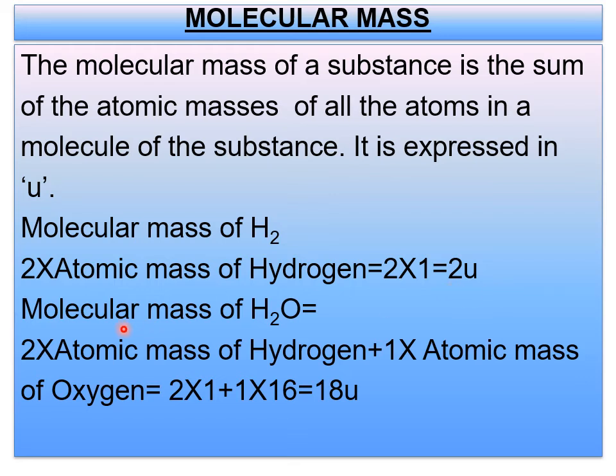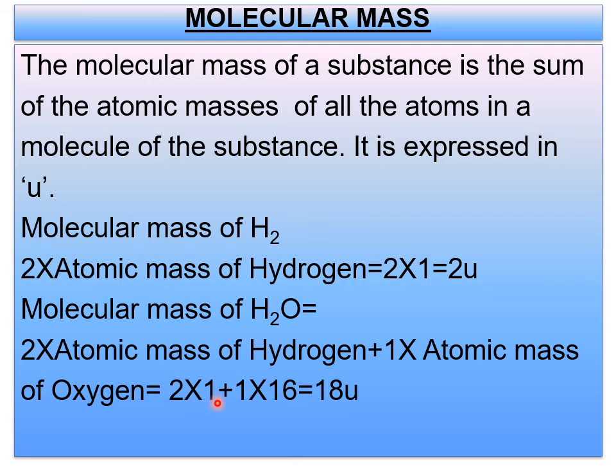So when you're going for the molecular mass of H2O, nothing but water. So two atoms of hydrogen and 1 atom of oxygen here. So 2 into atomic mass of hydrogen plus 1 into atomic mass of oxygen.